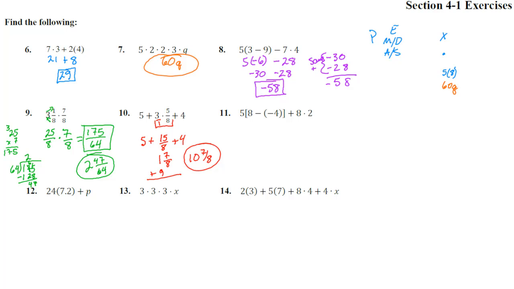Number 11. There's the 5 there. And what else? Oh, this is like a minus a minus. So that's 8 plus 4. So that's 5 times 12, again, next to, plus, and then these guys are multiplied together, 16. So 5 times 12 is 60, plus a 16, that's a 76. Excellent.